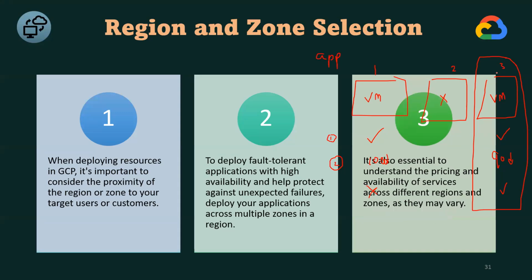It's also essential to understand the pricing and availability of the services across the multiple regions and zones, as they may vary. Okay, whenever you are selecting a region or zone, follow this one. In that region, do you have resources? Yes, sir. And I have 3 regions where the cost is different. So select the cost wherever it is cheap. Okay, so this is also a very important point.